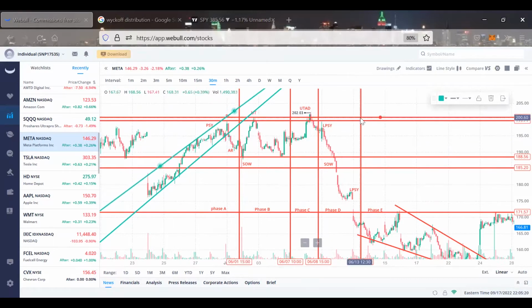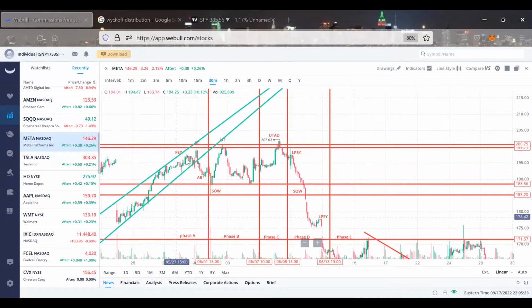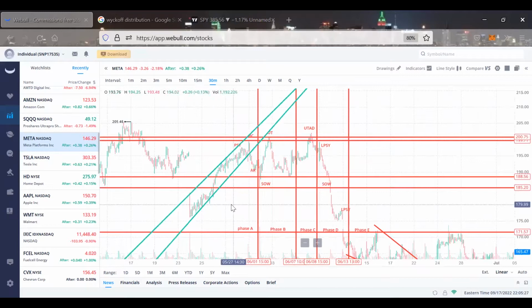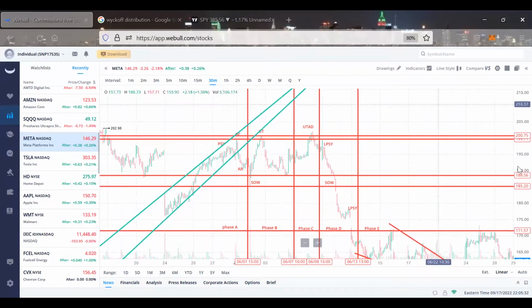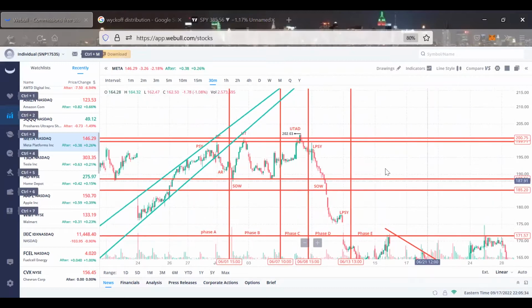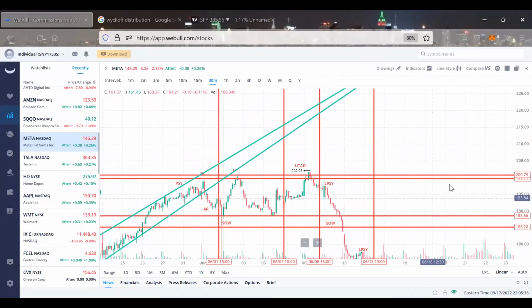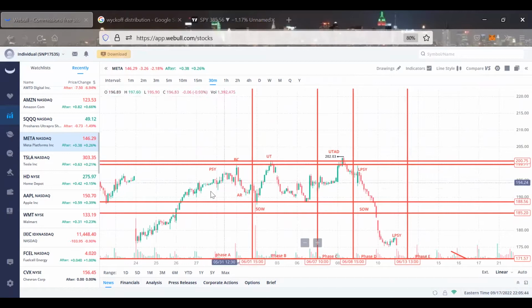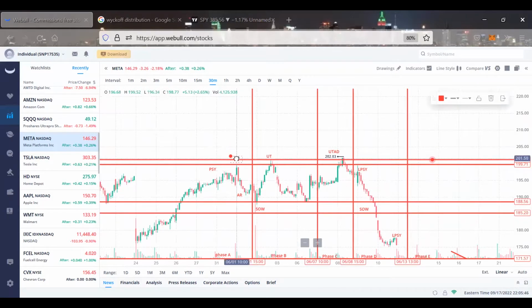And as you can see right here, after the markup, the distribution starts. This is where that distribution phase starts. So what we have right here is the preliminary supply. After preliminary supply, we have something called the buying climax.